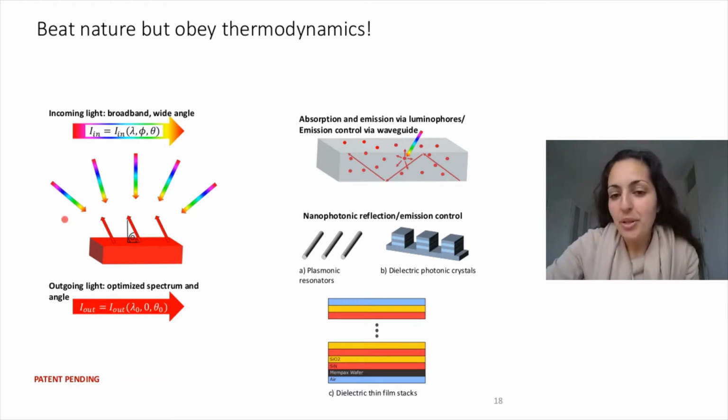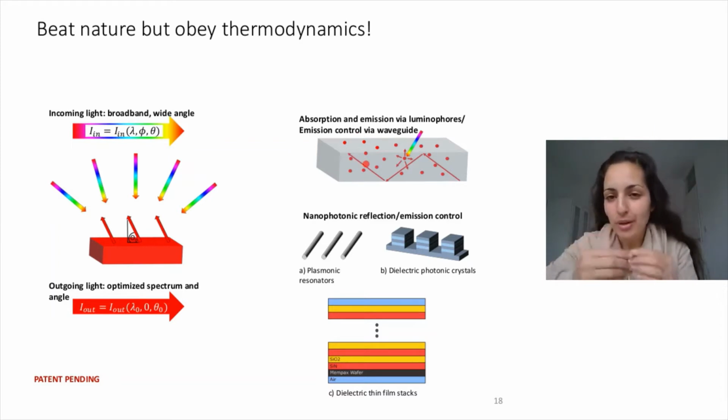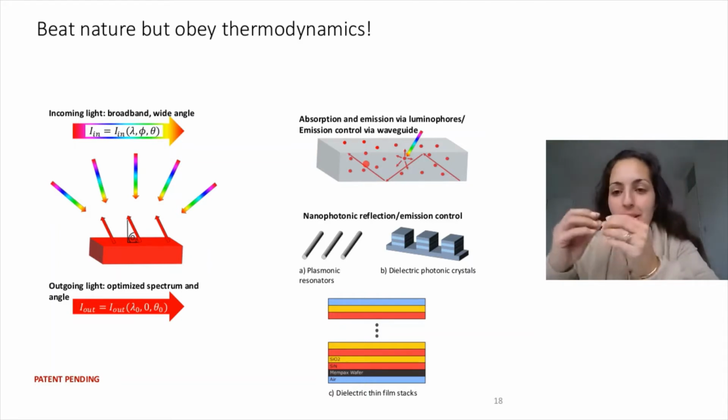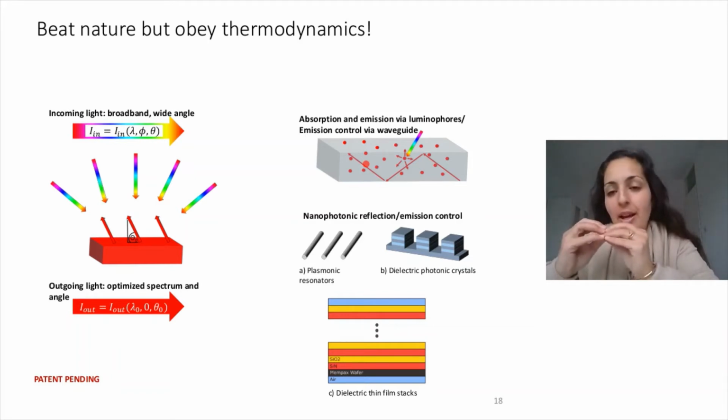And the way we're doing it is the following. So we want this situation where we take in a lot of light from different angles, and we then emit it under a very specific angle. And in order to not beat thermodynamics or do something that's thermodynamically not allowed, what we're doing is we're taking so-called luminophores. These are fluorescent nanoparticles, can for example be a dye or a quantum dot. And what they're doing is they absorb light with a higher energy, so higher photon energy, and then they emit light with a lower photon energy. So for example, they absorb blue light and then emit red light.